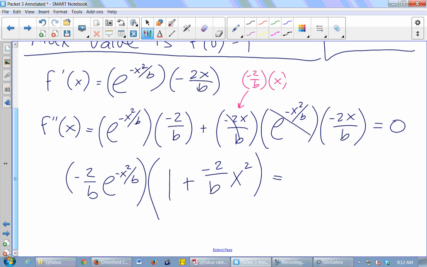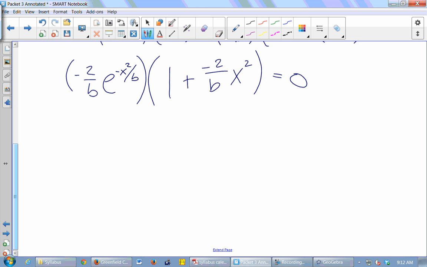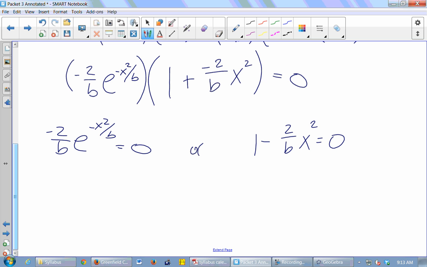All right, so that's still equal to 0. Now I can set each factor equal to 0. And I get negative 2 over b e to the negative x squared over b equals 0, or 1 minus 2 over b x squared equals 0. This guy is never 0, right? We're assuming b is positive, and e to the something will never be 0, so this never happens.